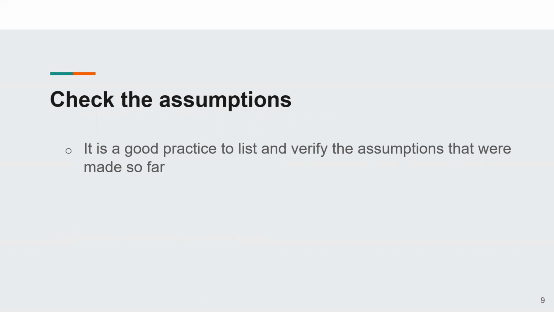It is always a good practice to list and verify the assumptions that we made so far. For example, maybe I assume that some of the variables that we don't know would have no impact on the potential problem that we're trying to solve, for this housing prices example. So you should always think about, did I make any assumption here? Should I go back and revise some of the assumptions?